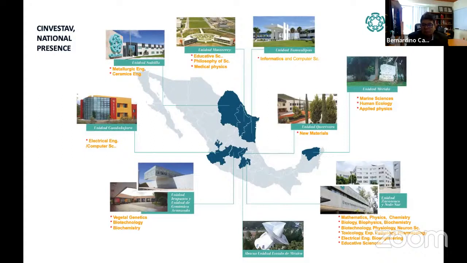We have a campus in Mérida, very near to Cancun, and especially in Guadalajara, in which we have electrical engineering and computer science research activities.